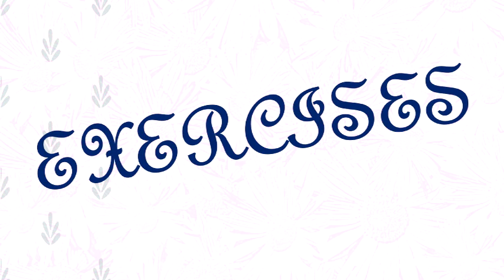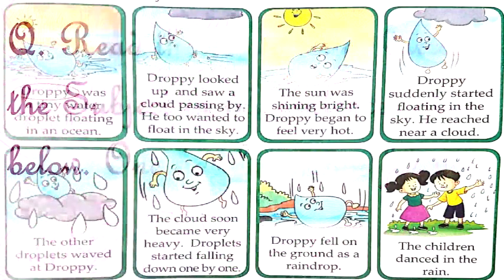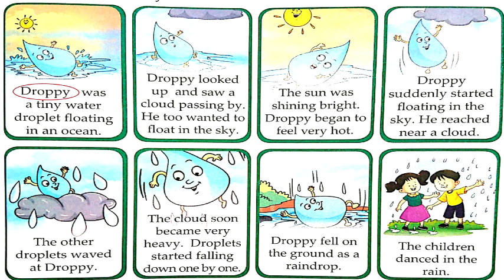So children, let us have some exercises to understand how subject and predicate differ in different sentences. We have the first question. Read the comic strip. Circle the subject in the sentences given below. One has been done for you. I'm sure you must be excited to see the comic strip. Yes, so am I. Let us see. Oh wow, this looks so pictorial. Yes, it actually tells us a story. Let us first enjoy our comic strip. Children, read it with me.